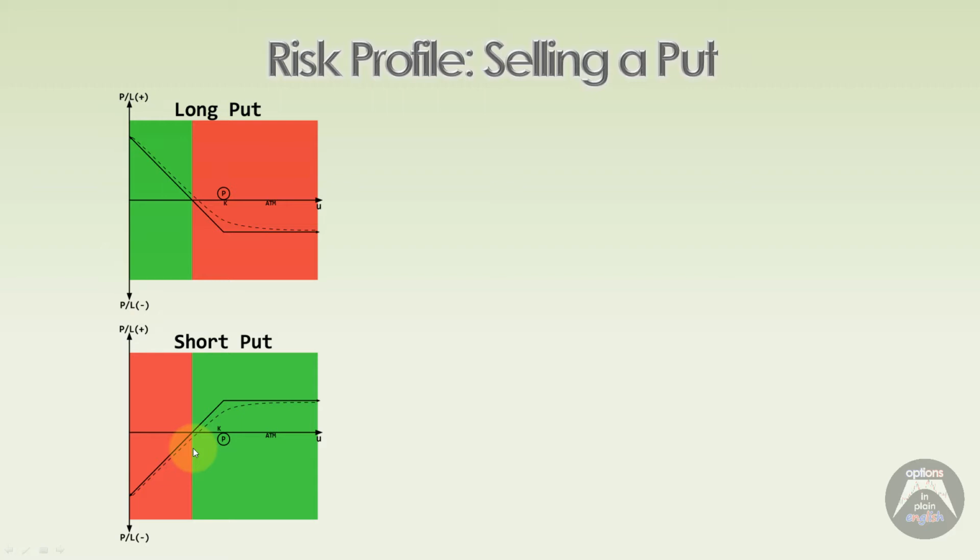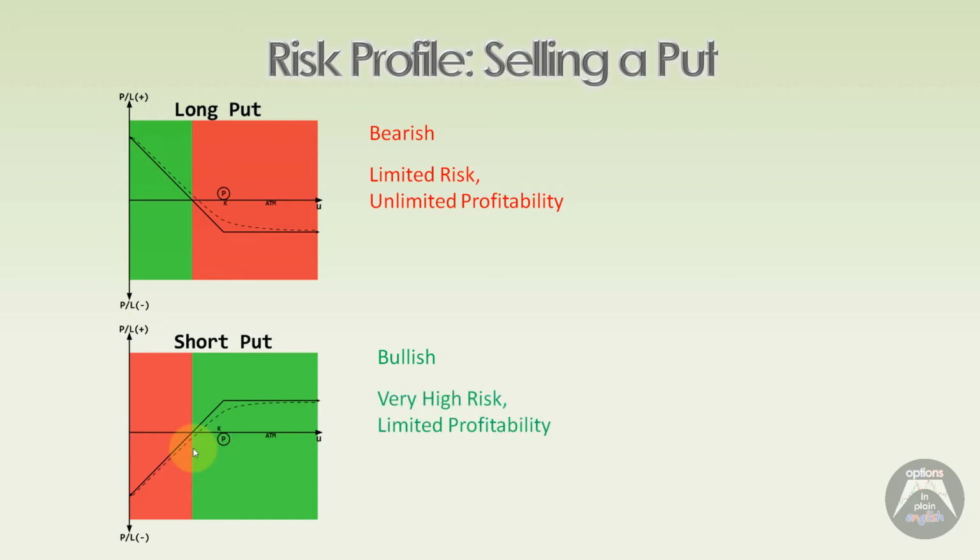So if we start thinking about this, the long put strategy is a bearish one, and the short put strategy is a bullish one. The long put has limited risk and unlimited profitability, and the short put has very high risk but limited profitability. The reason it says very high risk instead of unlimited is because at least it's bound by zero, so it can't go lower than zero. But it's very high. It's basically the price going all the way to zero. So very high.